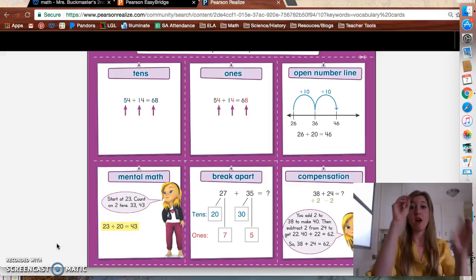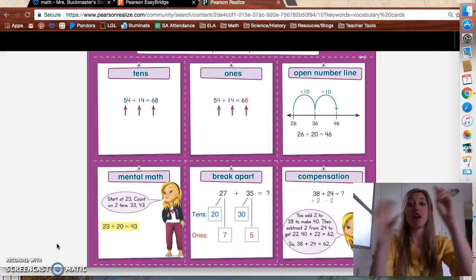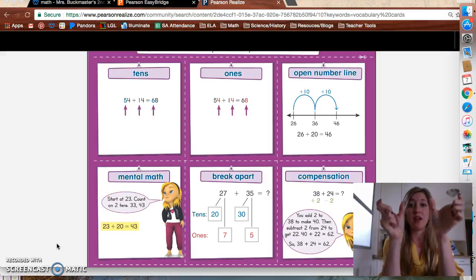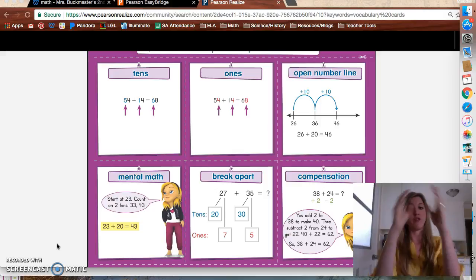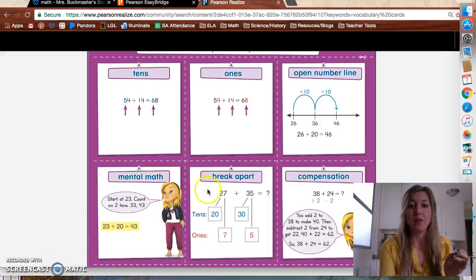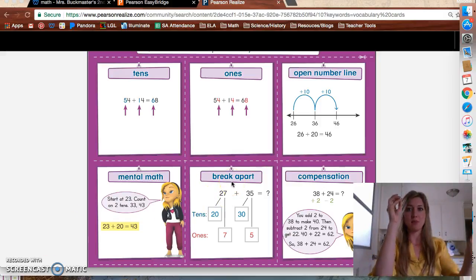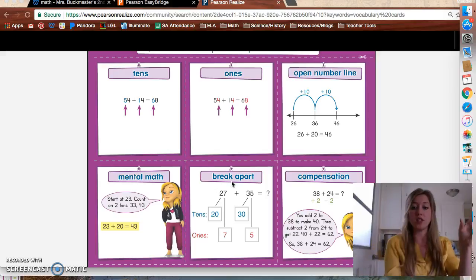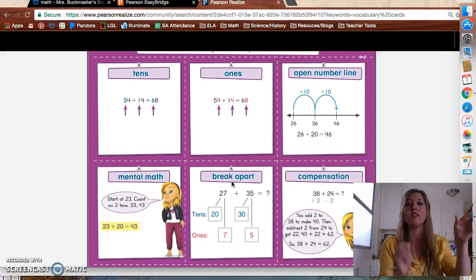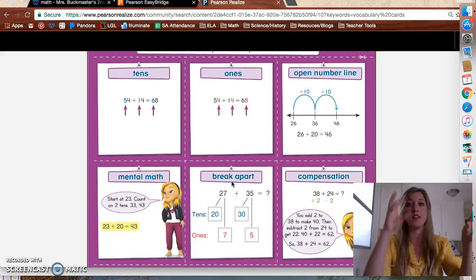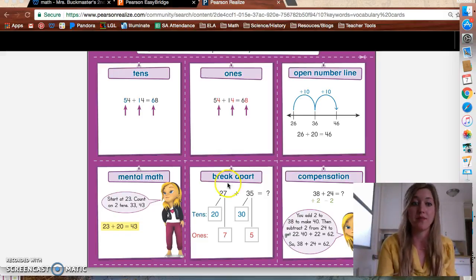The break apart method is when we break our numbers into their place value chunks. So for example, 27 we'd break into its tens place amount. So how many tens are in 27? There's 2 to make 20. And then how many ones are in 27? There's 7 ones. So break apart method is breaking these numbers apart into their tens and their ones so we can add them easier.